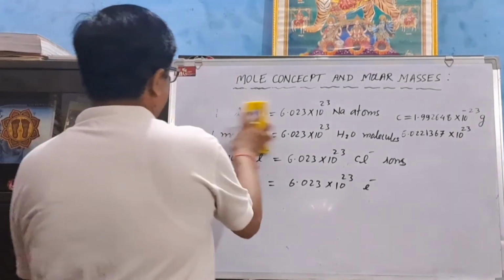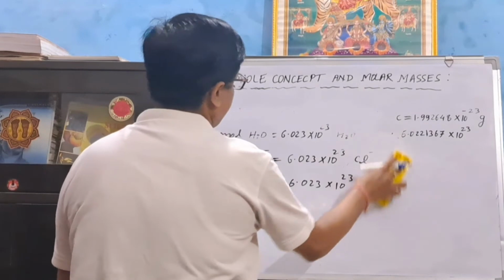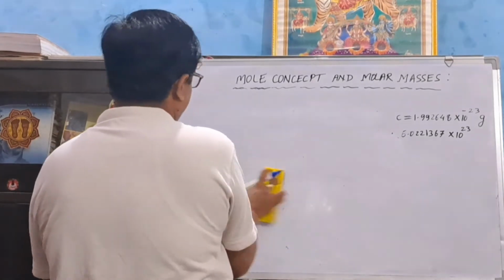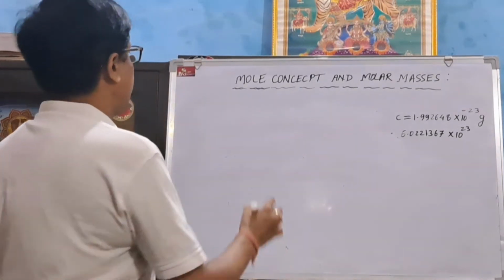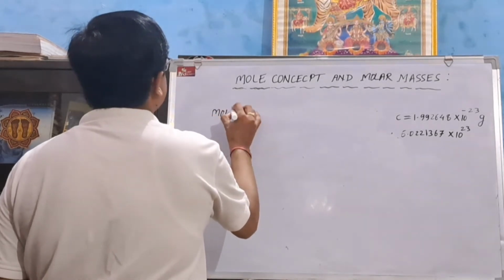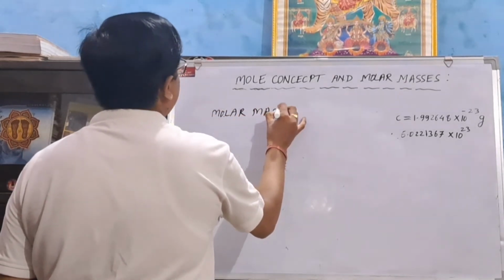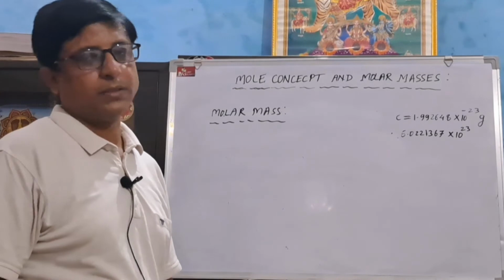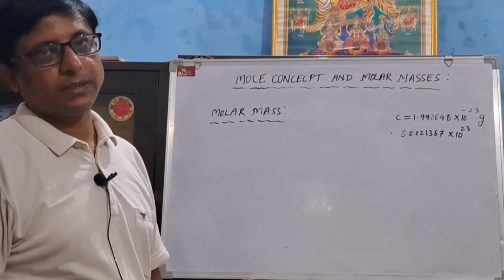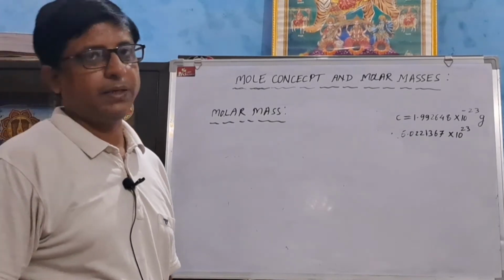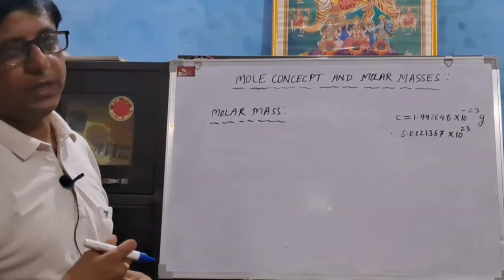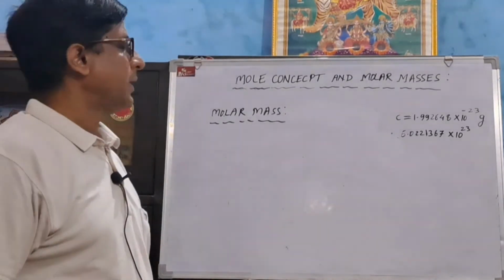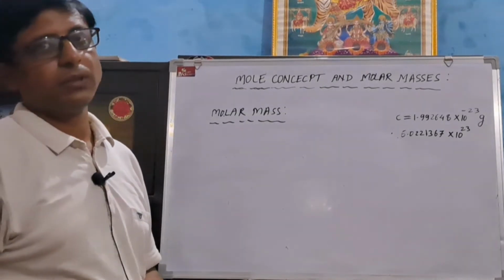Now, after studying the mole concept, we can understand the molar mass. What is molar mass? Molar mass is defined as the mass of 1 mole of a substance represented in grams. If we represent the mass of 1 mole of any substance such as molecule, atom or ion in grams, it is known as molar mass.